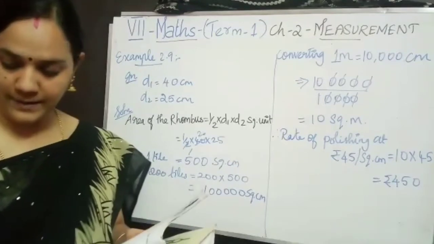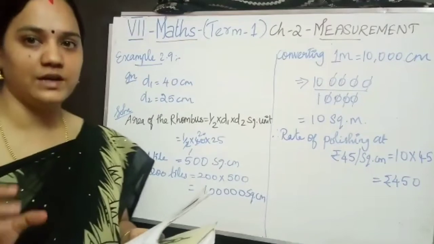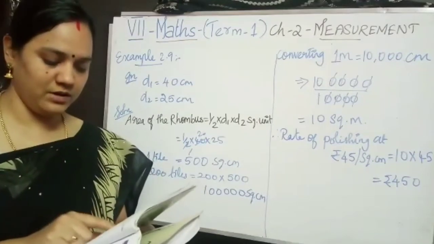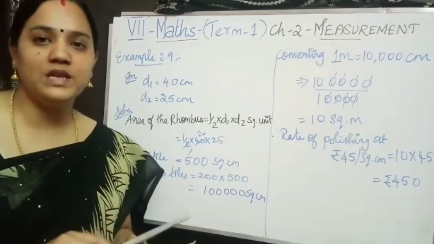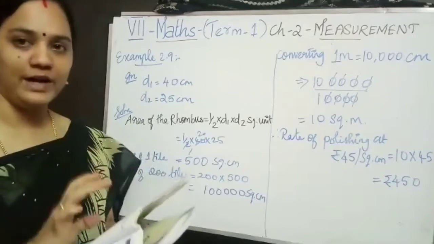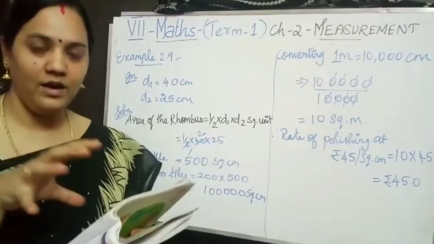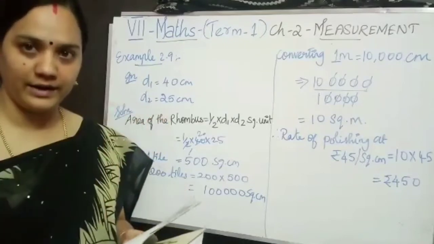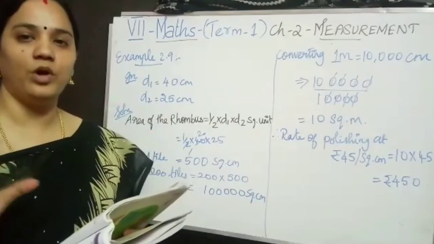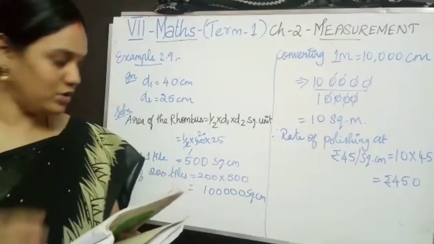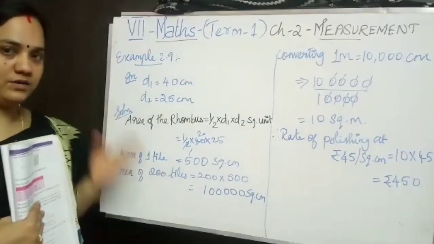Keep it in mind, the rate is given in meter. See, first all the things are given in centimeter and only the rupees is given per meter. First let us find out the area of one tile, then we have to find out the area of 200 tiles. Finally, we have to find out the cost for polishing. Is it clear?